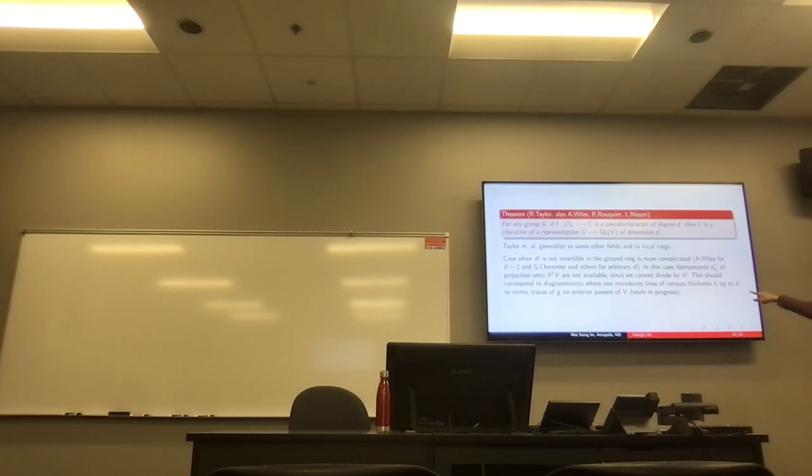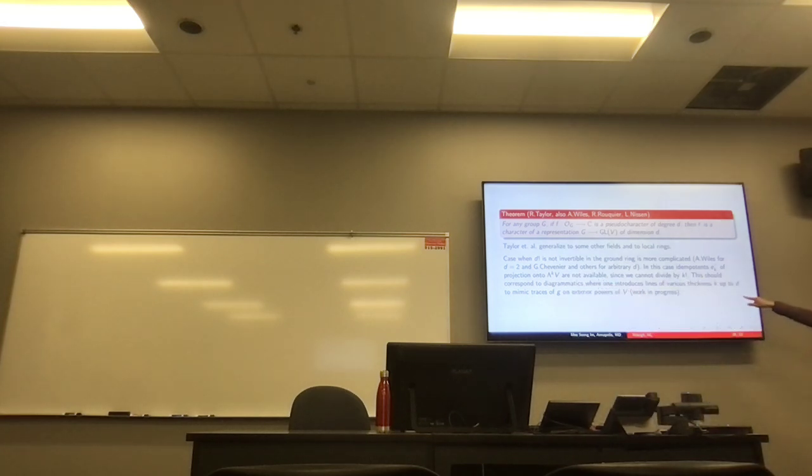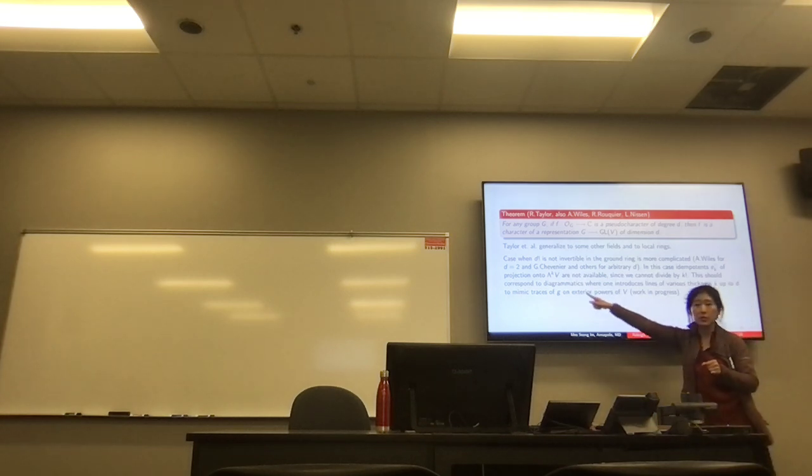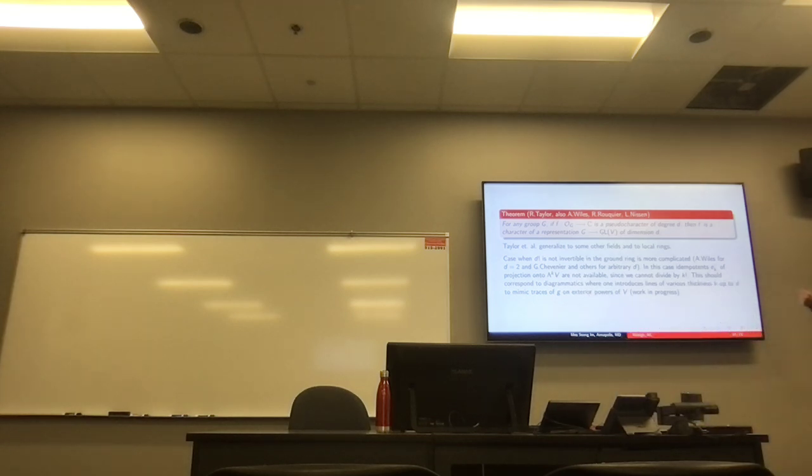In that case, the idempotent E_K, the projection onto wedge K of V, is not available. It doesn't exist, so you cannot divide by K factorial. So this should correspond to diagrammatics. If you want to work on this over other characteristic, we need to introduce lines of thickness K up to D to mimic traces of G on exterior powers of V. So this is a work in progress, an open problem, in other characteristic. And even other fields is an open problem, like Galois.